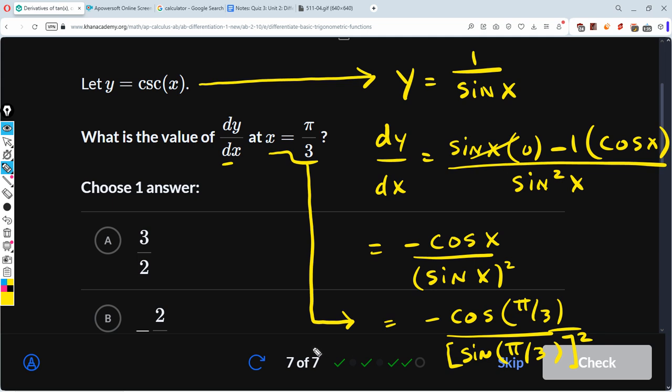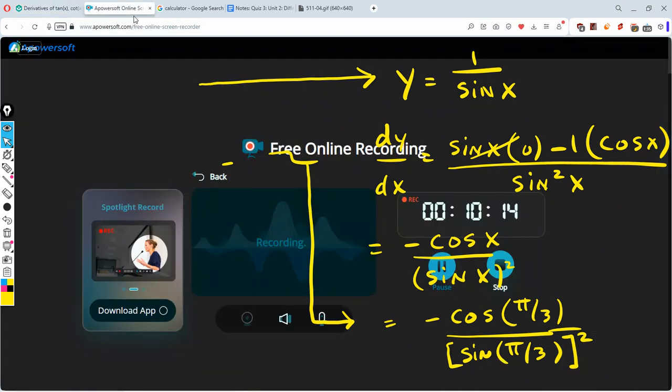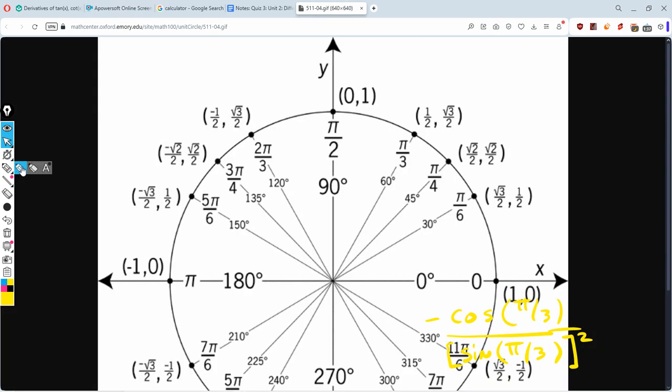All right, so I will use the unit circle once again. So negative cosine of pi over 3. Here's pi over 3. Cosine is the x-coordinate. That's 1/2. So it's negative cosine, which means the numerator is going to be negative 1/2. And the denominator, sine of pi over 3 squared. The sine is the y-coordinate. So it's radical 3 over 2. And that denominator is squared.